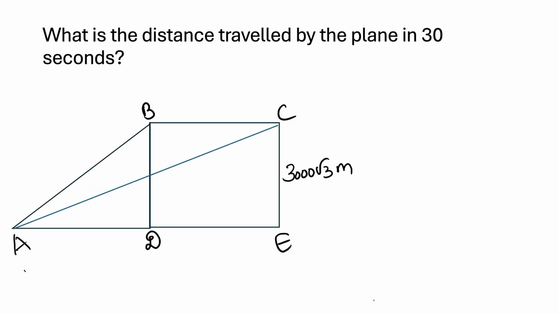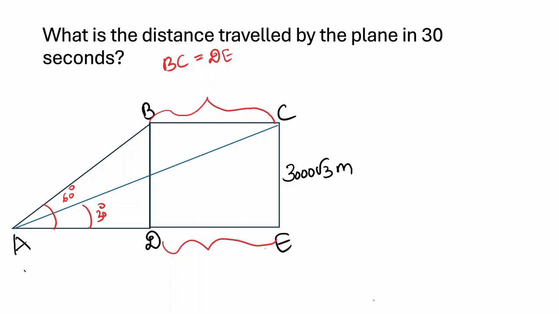What is the distance traveled by the plane in 30 seconds? They're asking the distance traveled by the plane in 30 seconds, that is BC. BC you should find. BC is equal to DE, right? Here the complete angle is 60 degrees and this small one is 30 degrees. BC is the thing we have to find, and that is the same as DE.